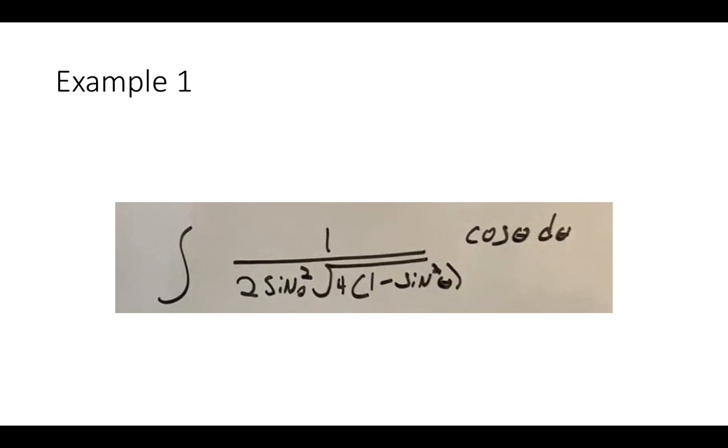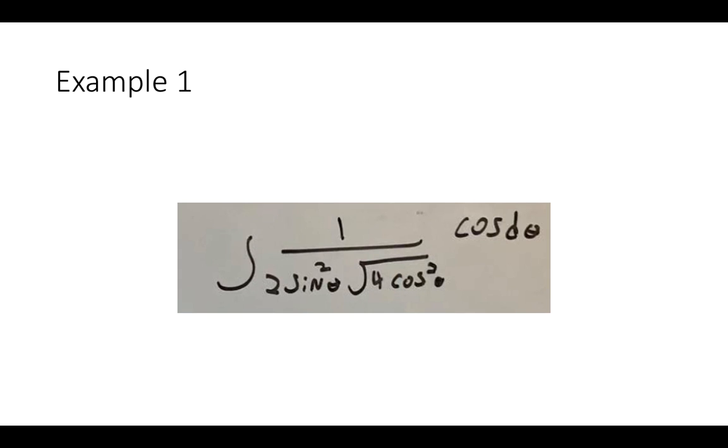Is there anything else I can do to make this simpler to work with? Yes, I can. If you remember from pre-calculus, cosine squared theta plus sine squared theta is equal to 1. If we rearrange, that makes 1 minus sine squared theta equal to cosine squared theta. So I can replace this with cosine squared theta to make it a little bit simpler. All right, there you go. So what else can I do to make it simpler?